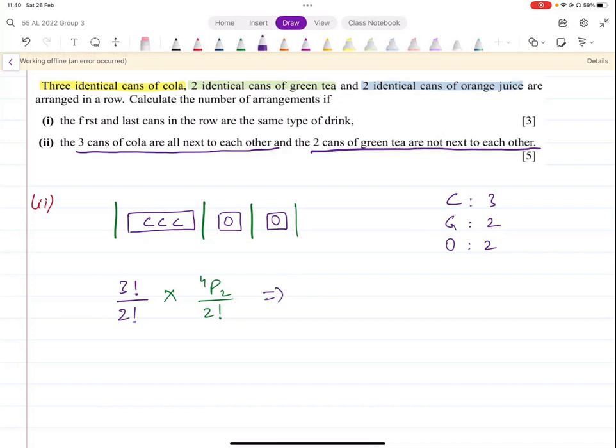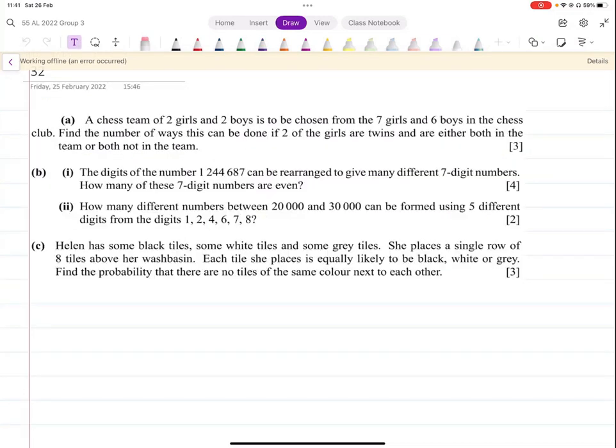What do you get? 3 into 4P2. What do we get? Anyone? 18. So that was 5 marks. Not that complicated. Does anyone remember which part? Sir, it was part C. Part C. Acha, Iman? Part B as well? Yes, sir.